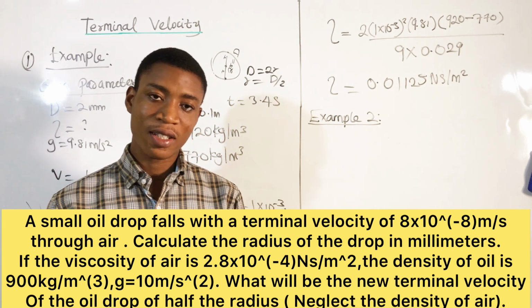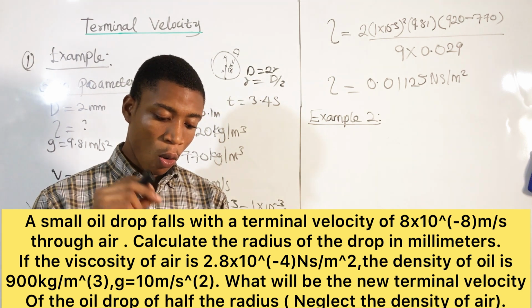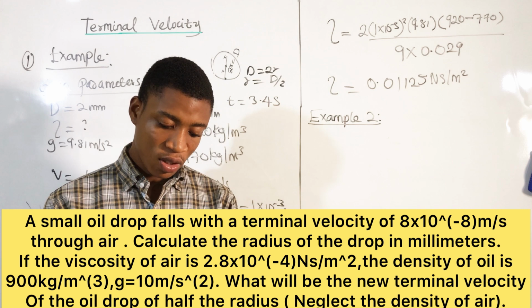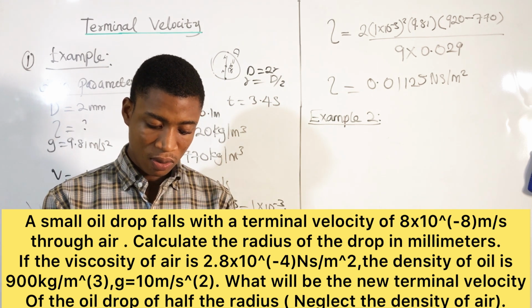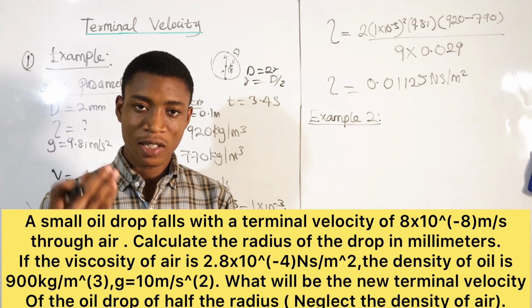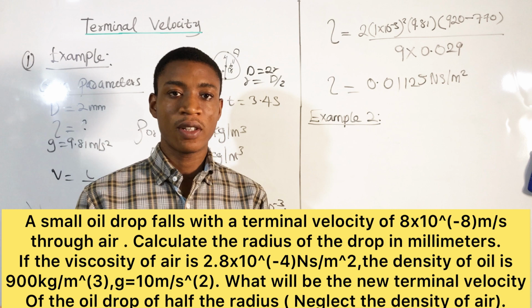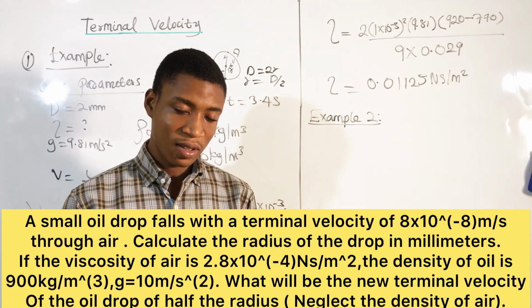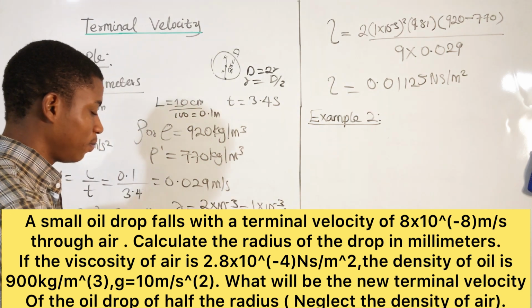and gravity is 10 meters per second squared. For this critical part of the equation: what will be the new terminal velocity for an oil drop of half the radius? Then we say we should neglect the density of the air. So it's a very important concept. This sample problem is different from what we calculated here.